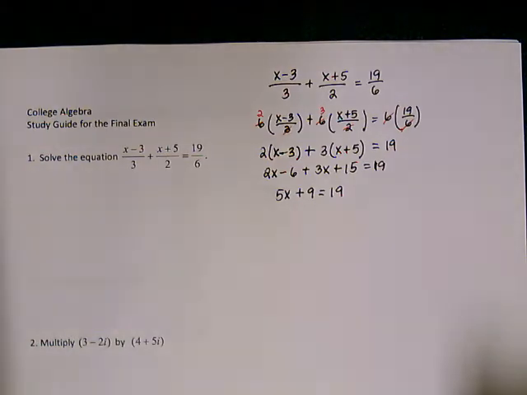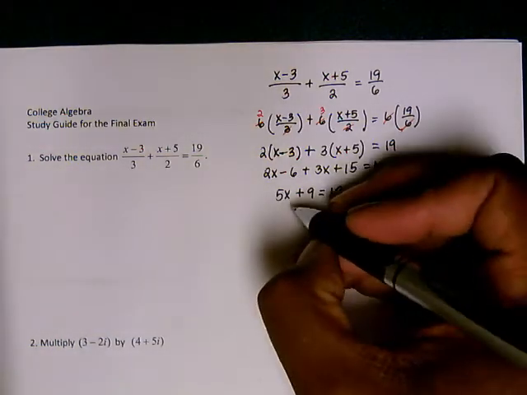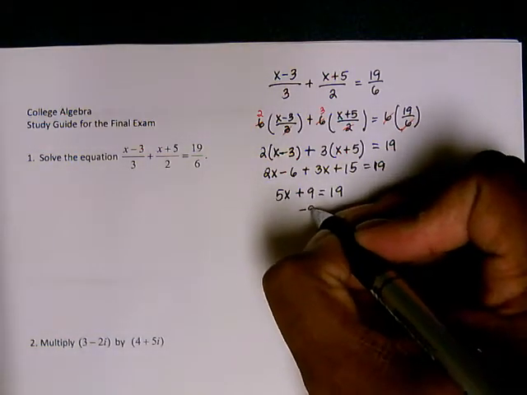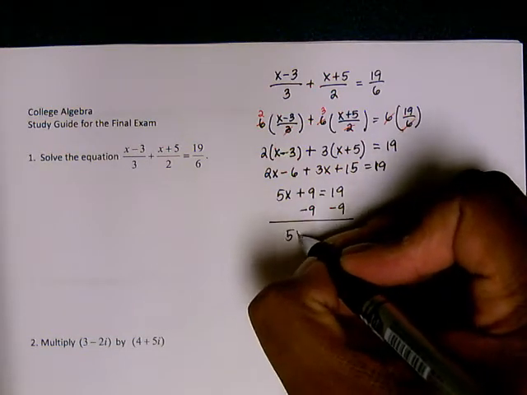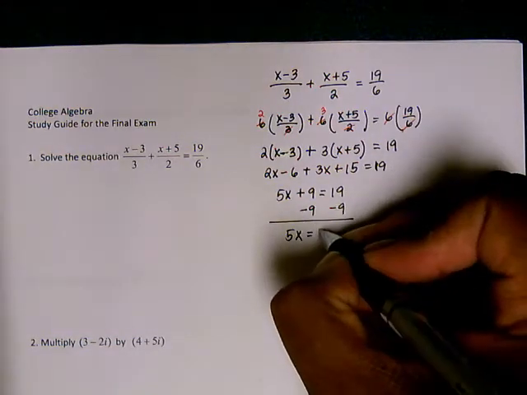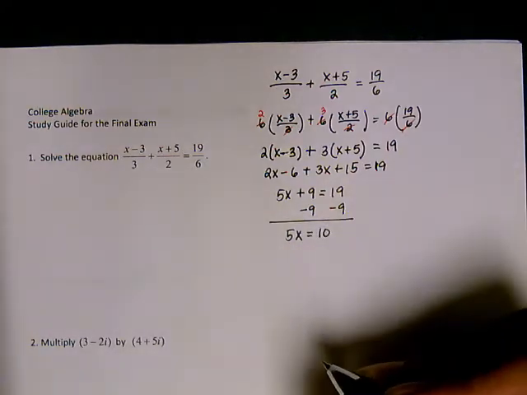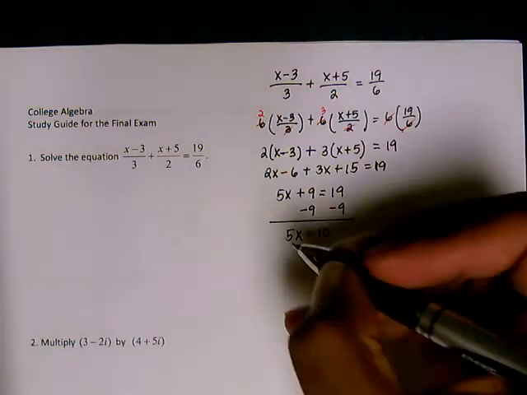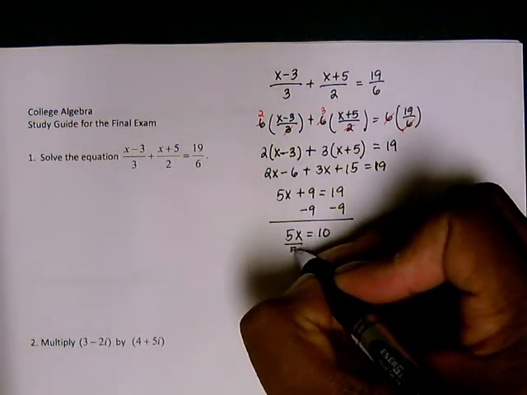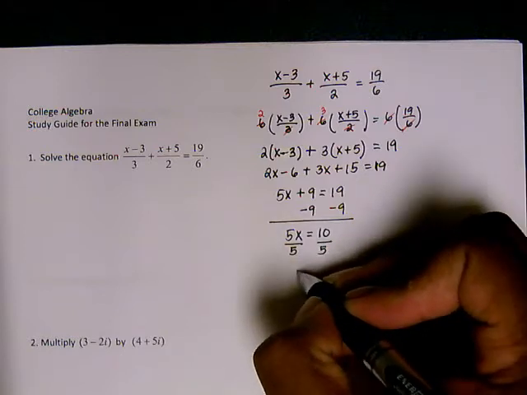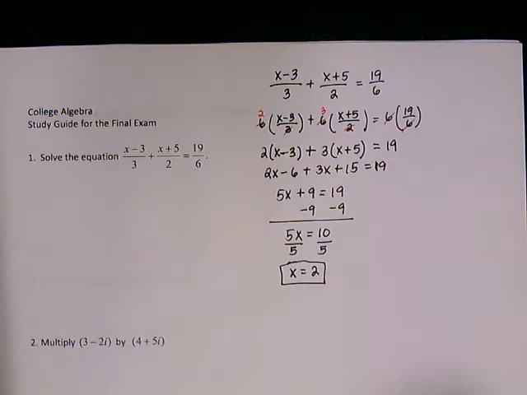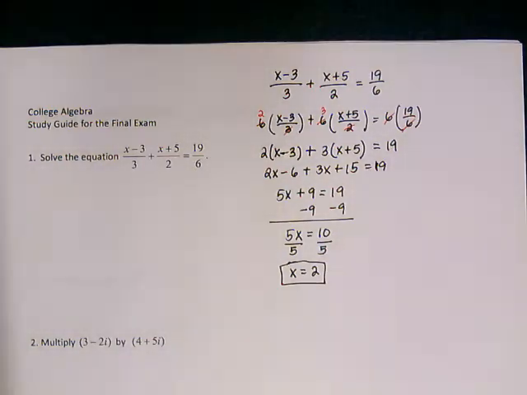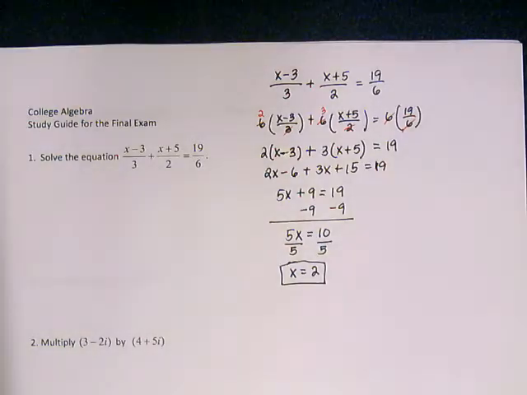Now I need to get that x by itself. Well, get the 5x by itself. I'm adding 9, so I need to subtract 9 on both sides. So that'll be 5x is equal to 10. And now I can get the x by itself. I'm multiplying by 5, so I need to divide by 5. So that means x will equal 2. So x equals 2 is the solution to that linear equation.